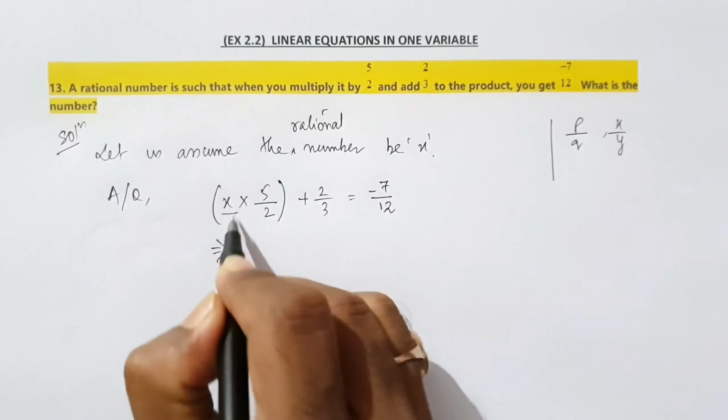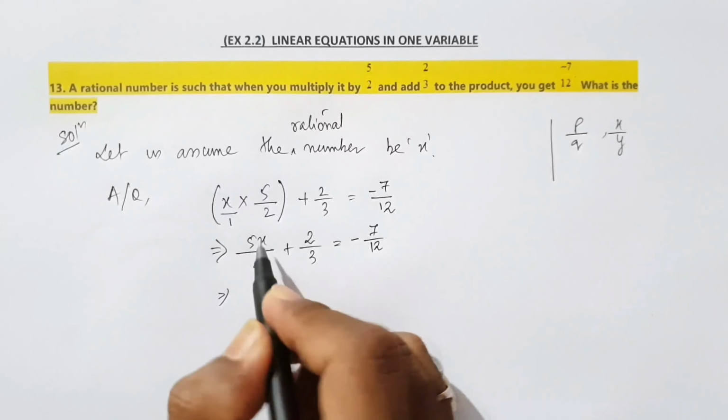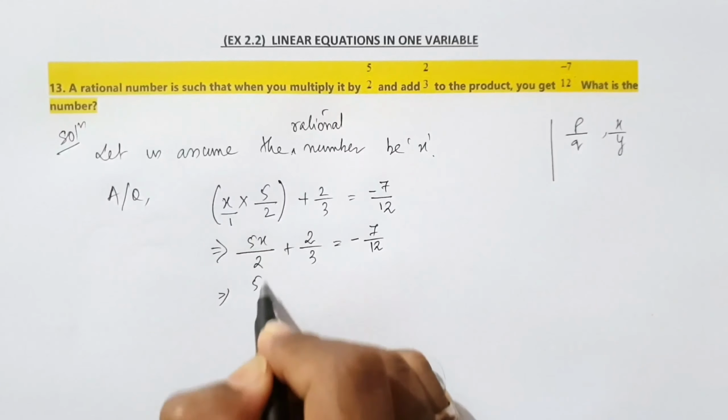So here in the denominator it is 1. So x into 5, in the top it is 5x by 2, plus 2 by 3 is equal to minus 7 by 12. Now we can see this x related term is a variable, so we'll put this 5x by 2 on the left side of the equation. On the right side, we'll carry this 2 by 3, so it will become minus 2 by 3.